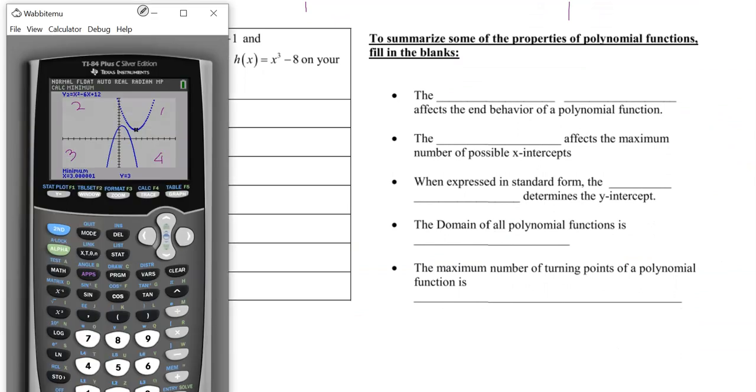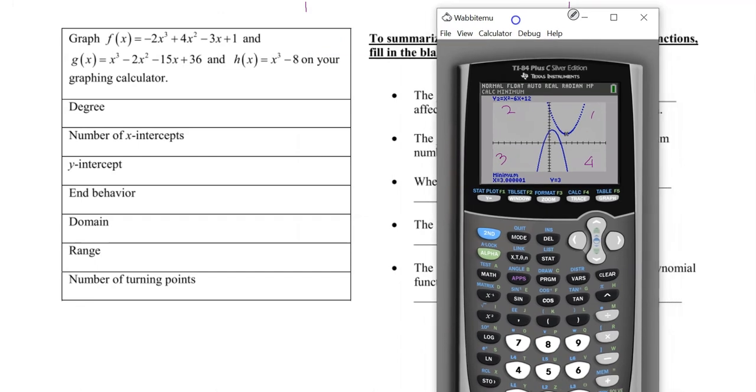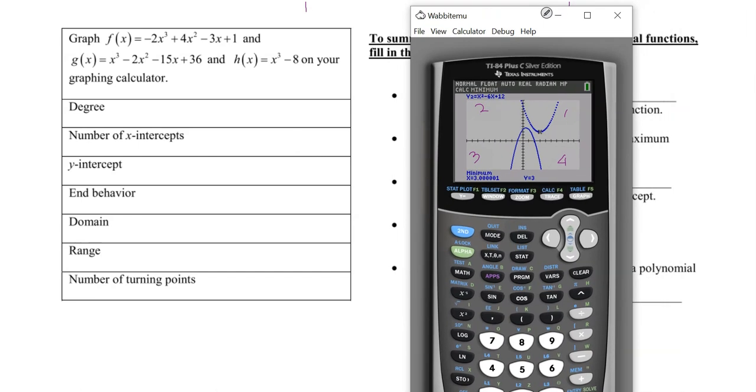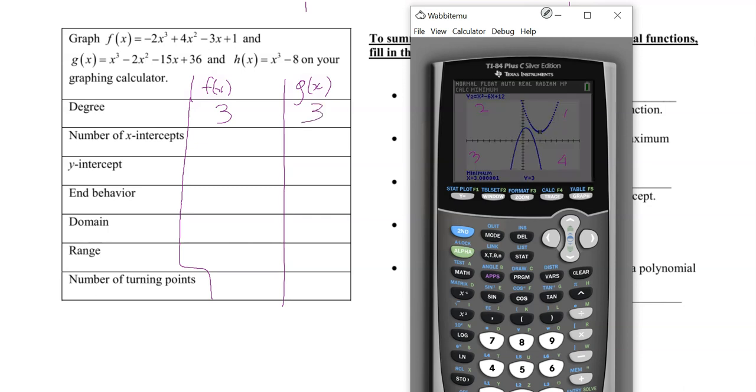Cubic. Bring that back. Move that over. Okay, graph f of x, and g of x. Now they're cubics, right? Do we even need to graph them to do this? Why don't we try filling in the chart and then we'll graph and take a look at the graph. So what degree is a cubic? So it's degree 3.